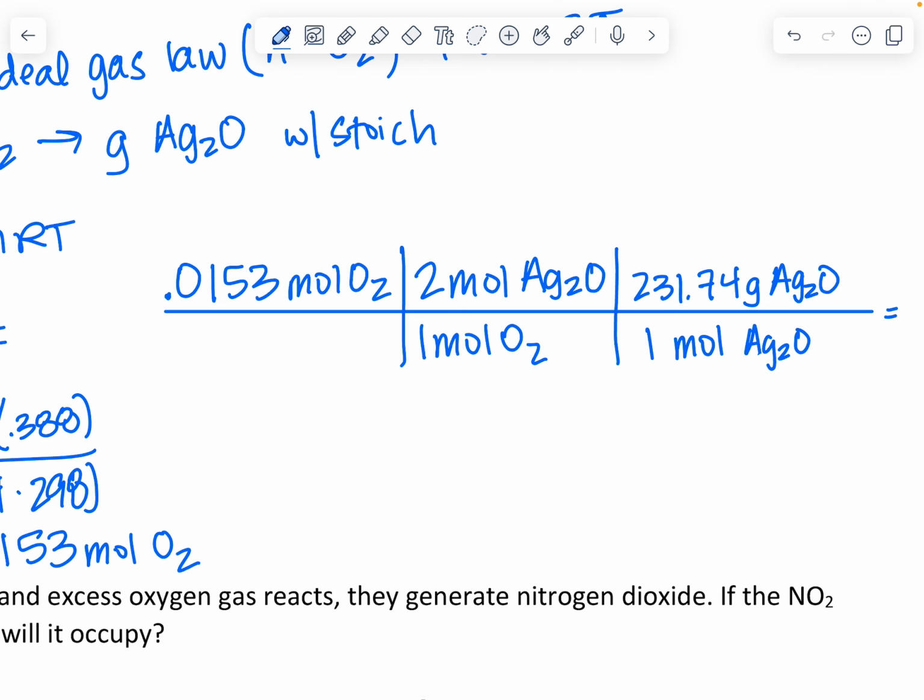And then we're going to type that all in. Remember that when you type these in, you're going to multiply across the top, divide on the bottom. What's nice about this one is that both of the numbers on the bottom are 1. And so you should end up with 7.10 grams of silver oxide.